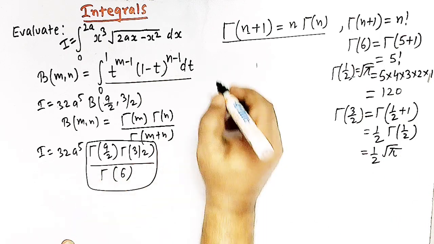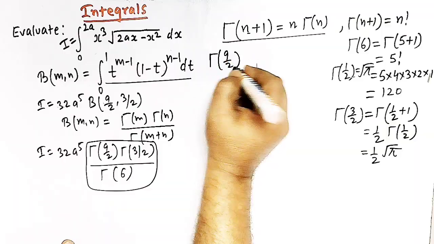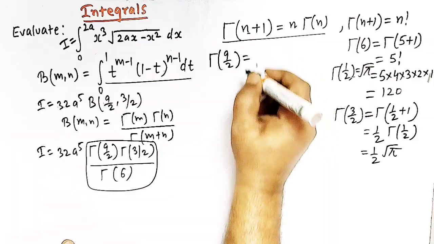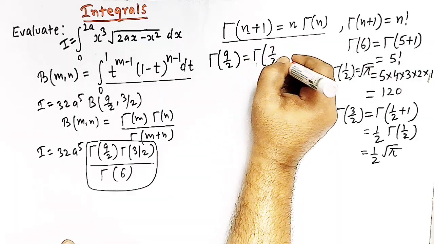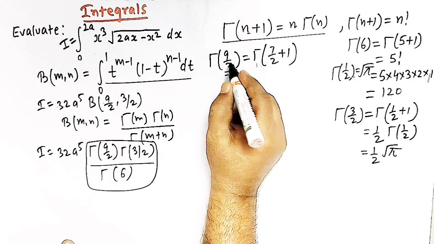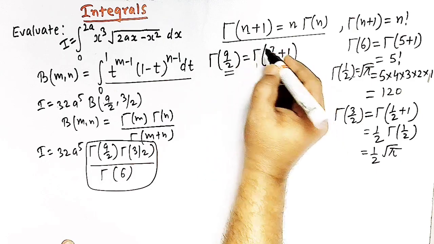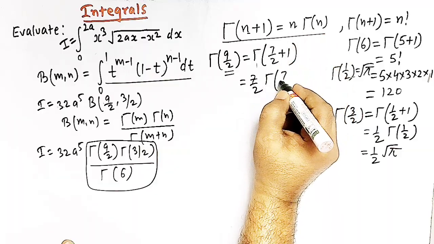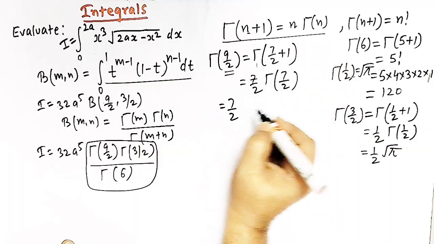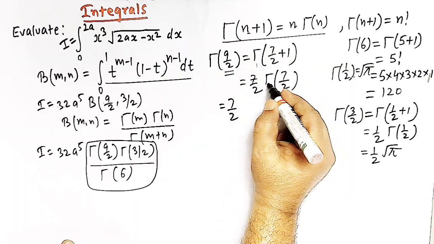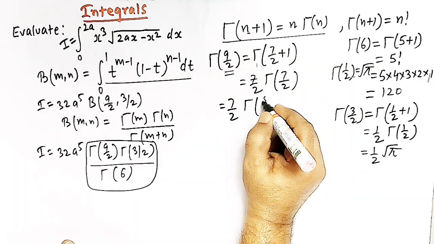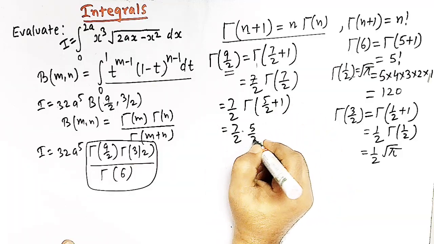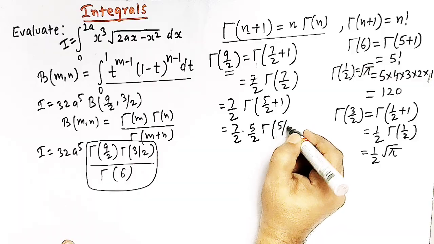Now the value of gamma 9 over 2 can be calculated by using this result. So we have gamma 7 over 2 plus 1. So we can split 9 over 2 as 7 over 2 plus 1. So now we have here 7 over 2 times gamma 7 over 2. So now we can again apply the same result to gamma 7 over 2. So we have 5 over 2 plus 1. So this is 7 over 2 times 5 over 2 times gamma 5 over 2.